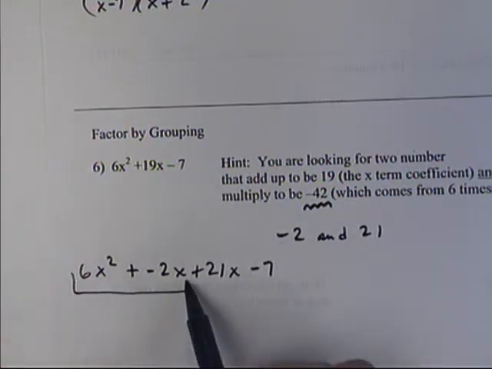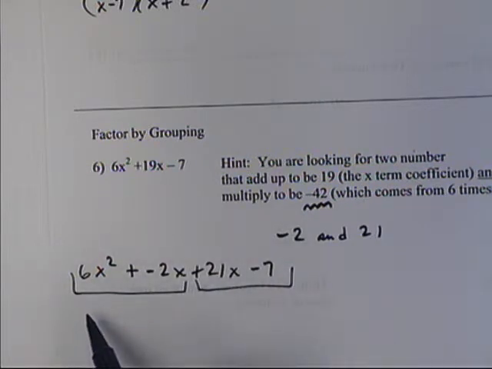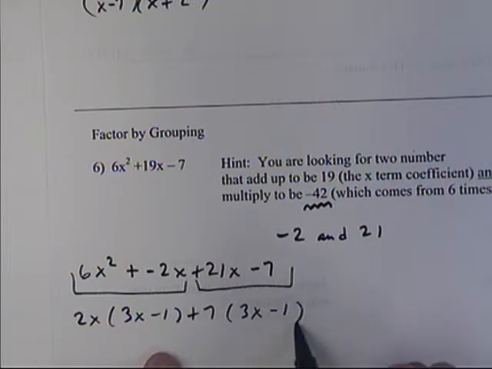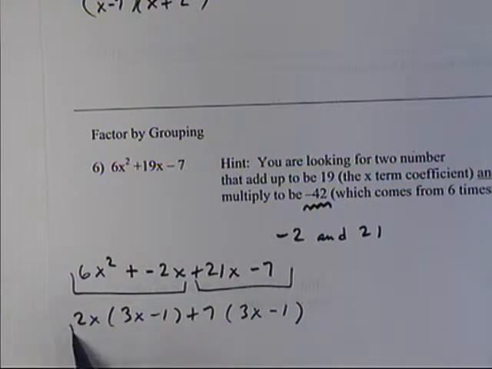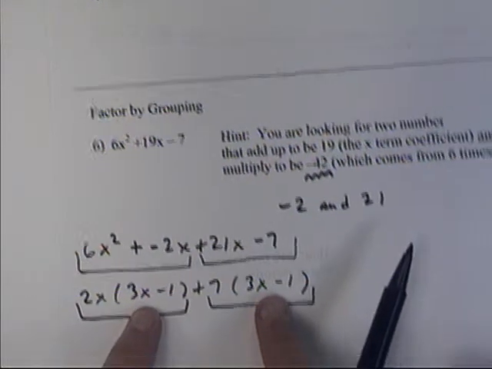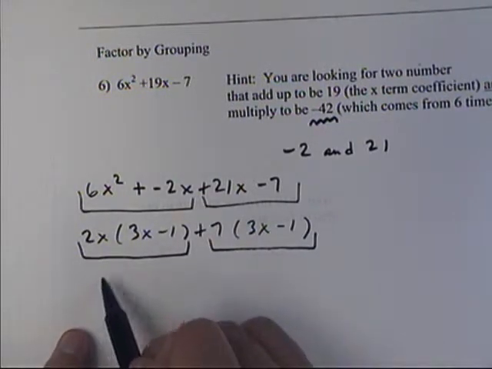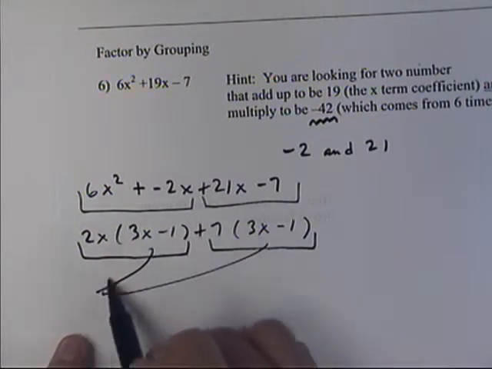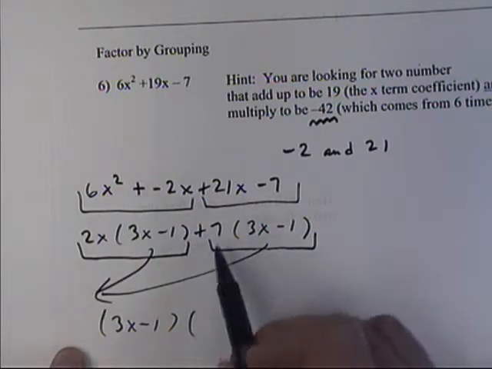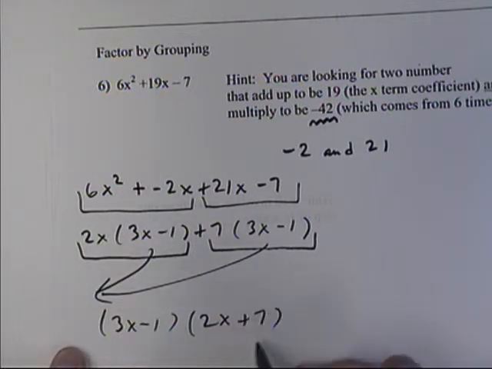And now I can factor by grouping, by saying, okay, these two have what in common? They have 2x in common. So I factor that out, and I get 3x minus 1. These two have a 7 in common, so I'd factor out the 7, and I get 3x minus 1. So again, I have two groups. I have one term here and one term here. Both of them have 3x minus 1 in common. So I'm going to factor out the 3x minus 1 out of both of them, which gives me 3x minus 1 times what's left over, which is 2x plus 7.